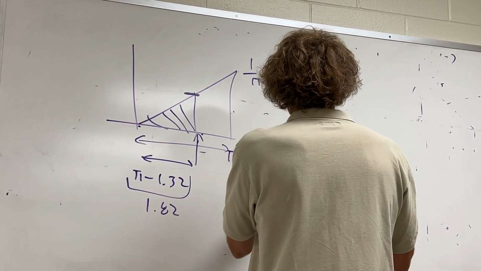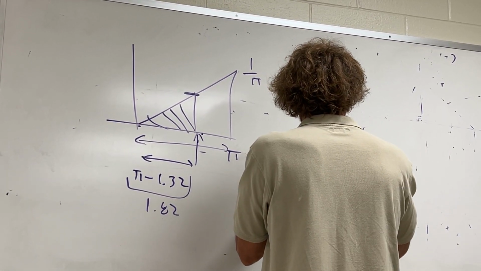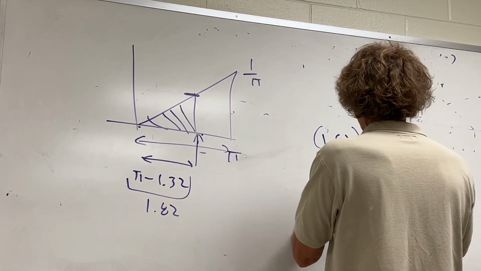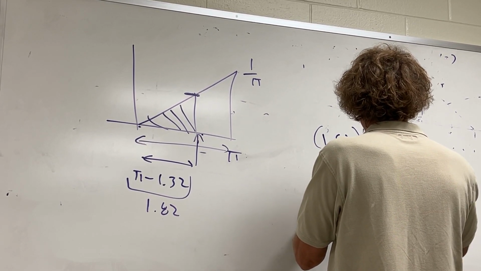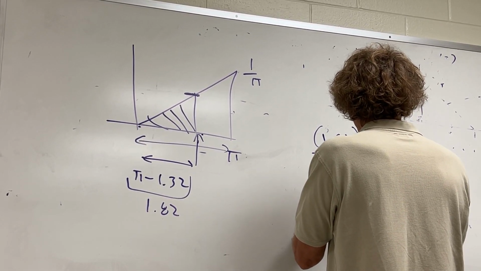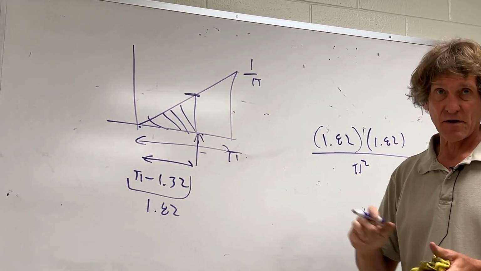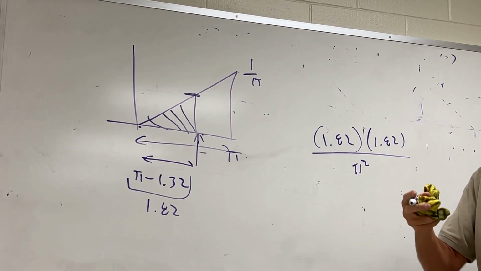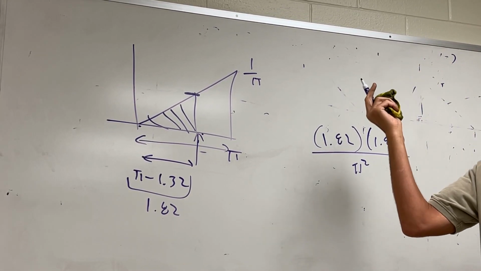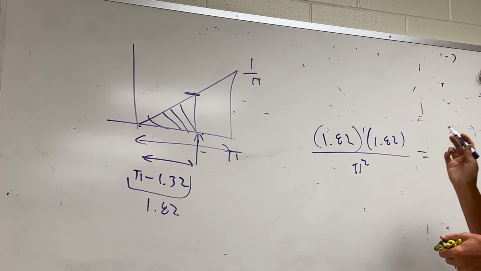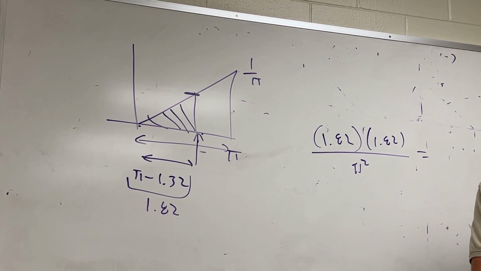So if we take 1.82, divided by pi squared right there, that should be twice this area. Do you all agree with that? In other words, I'm taking width times height. Instead of dividing by 2, I'm leaving it alone because on the other side, we're going to have to add that one. What does this come out to? I don't know. I can't do this in my head. I hope that's right. I believe it is. But I can't do it in my head.